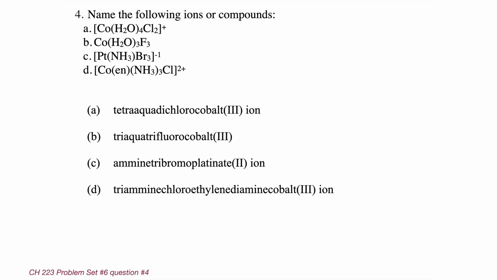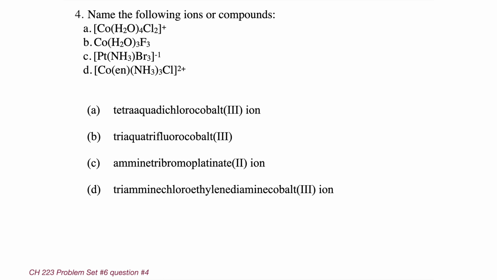So amine comes before ethylene diamine. So this thing is triamine, 3 ammonias. Chloro comes after amine because alphabetically chloro is after amine, but before eth. And then finally, 1 ethylene diamine. We don't need the weird system. Triamine, chloro, ethylene diamine, cobalt 3 ion would be the name of this. That's a pretty long name, but you can break it down and figure it out.